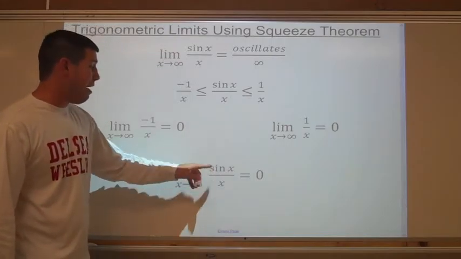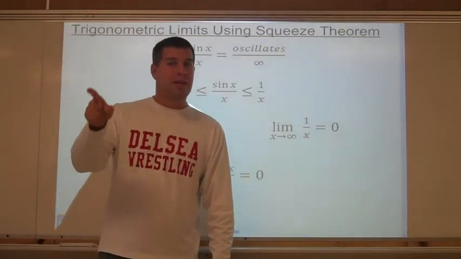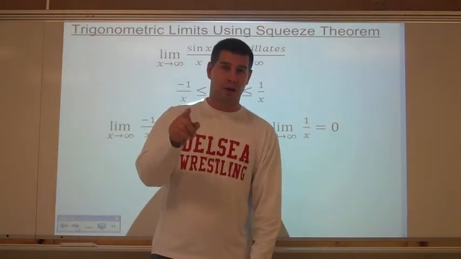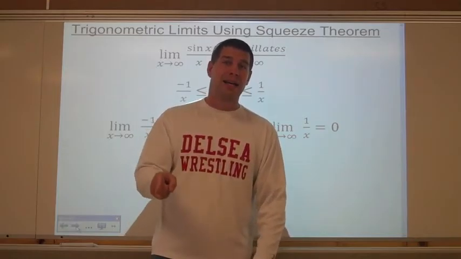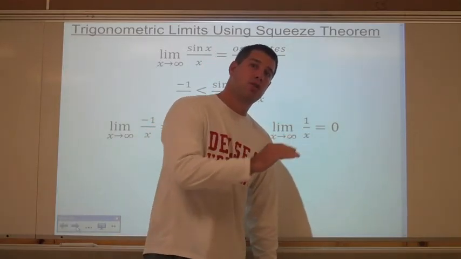I would encourage you to graph this function and look at it as x approaches infinity, and you'll see that the curve starts off as a regular sine curve, or similar to the regular sine curve, and then the humps and the valleys get closer and closer together. You'll see it oscillates up and down, but very tight to the x-axis.